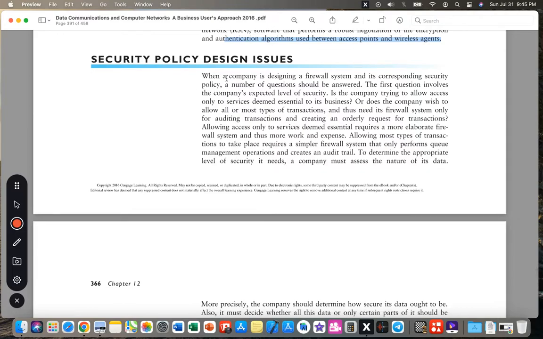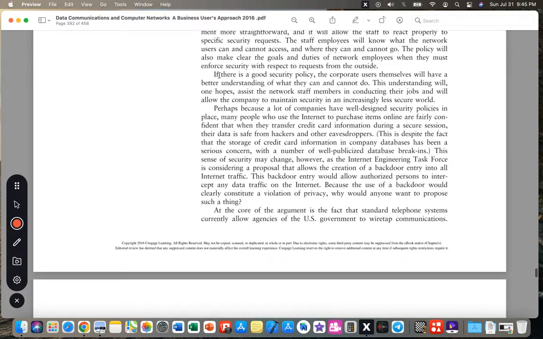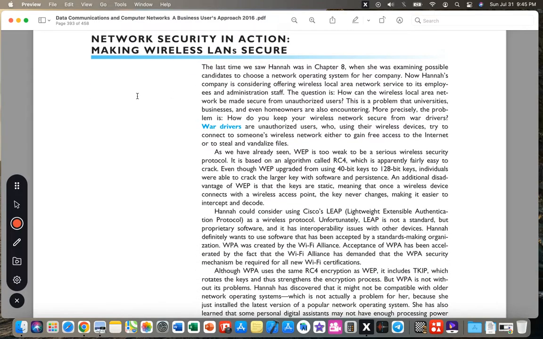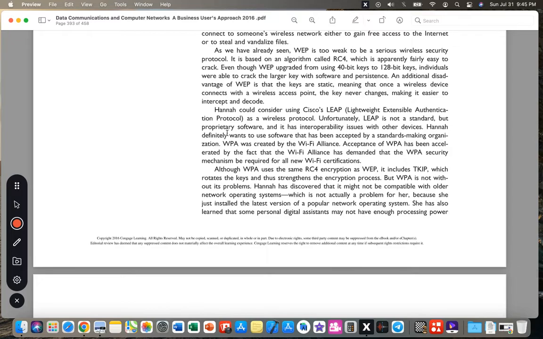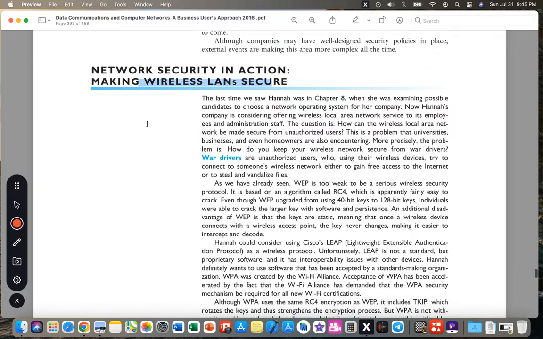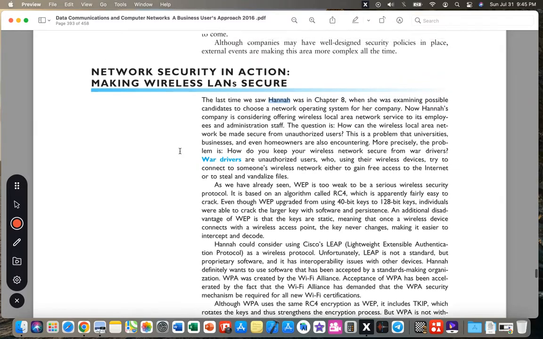Security policy design issues. A company is designing, and we have lots of issues. Network security, making wireless LAN secure. We're talking about applying what we learned, okay?